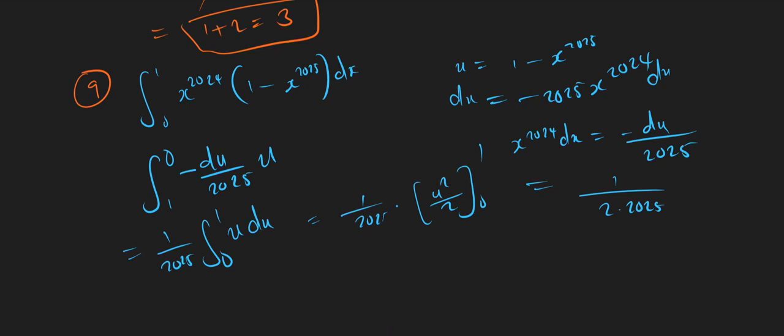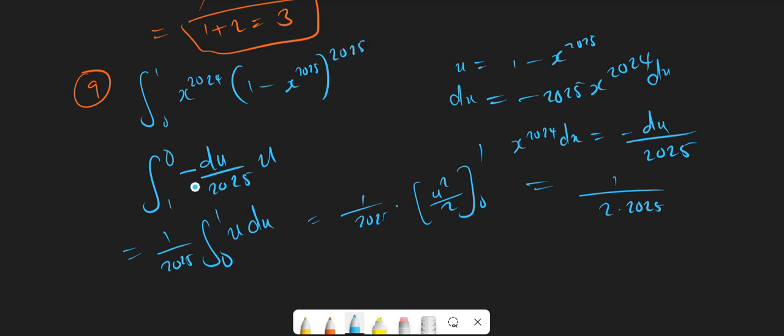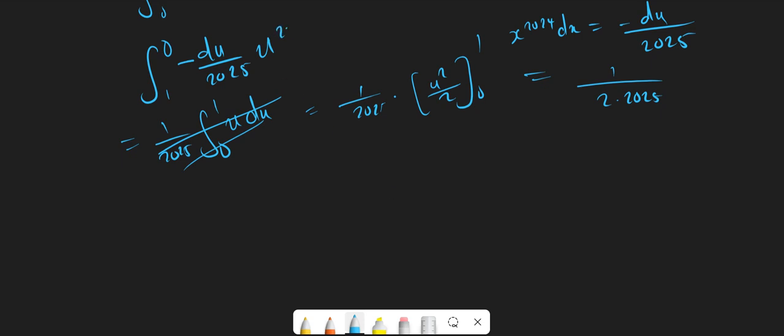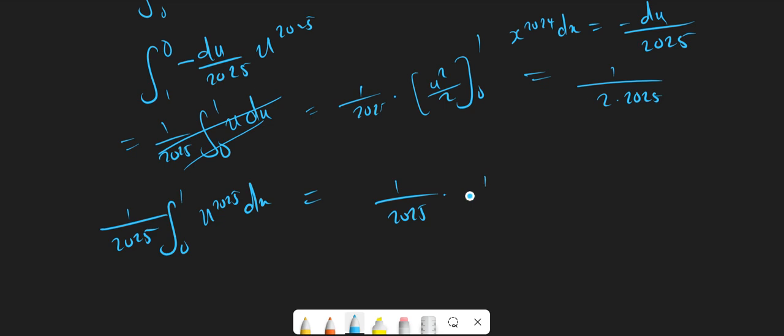But the original integral from the book actually has an extra factor of 2025 here. So this is raised to the power of 2025. What this means is that it's not this anymore; it's going to be u to the power of 2025. So rather, it's going to be the integral from 0 to 1 of 1 over 2025 multiplied by u to the power of 2025 du, which is going to be 1 over 2025 times 1 over 2026.